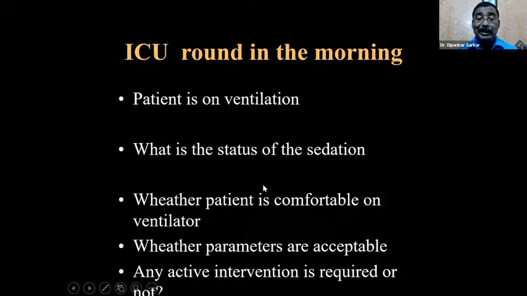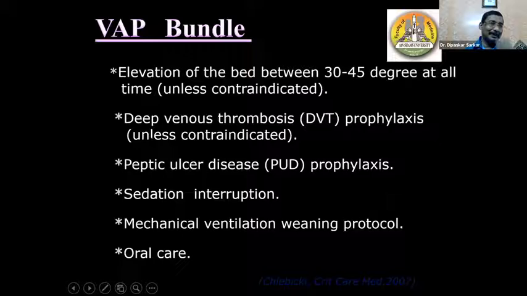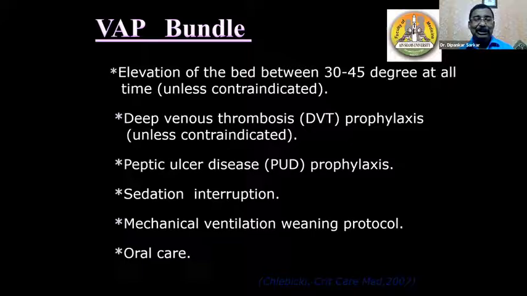Whether the parameters are acceptable: the pulse, blood pressure, saturation, PO2, FiO2 ratios, urine output. If the patient is not on sedation and is comfortable on the ventilator, and the parameters are acceptable, then we have time to discuss the ventilation. Is any active intervention required at this moment? If not, thank God, we have got some time, at least 30, 40 minutes to discuss. But before that, let's check whether the VAP bundle is in place.